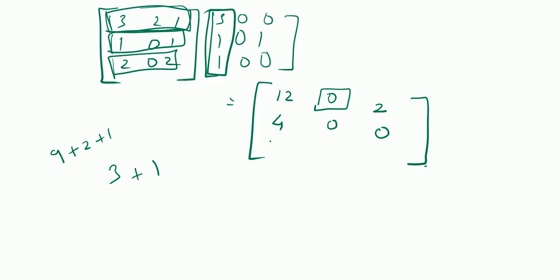Yes, this is going to give you 0 because when you multiply the second row with the third column of the second matrix, it's going to be giving you 0: 1 times 0, 0 times 1, and 1 times 0. And the third row first column of the resultant matrix would be obtained by multiplying this with this, which is 6, 0, and 2, 8, and 0 again, and 0. So this is the resultant matrix. Yeah, that's it. Thank you.